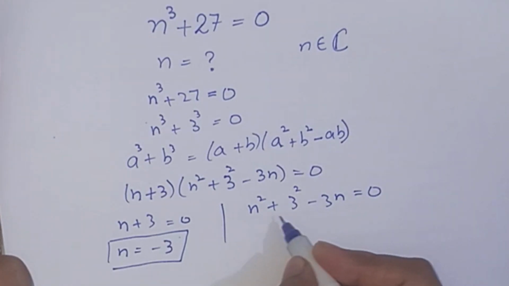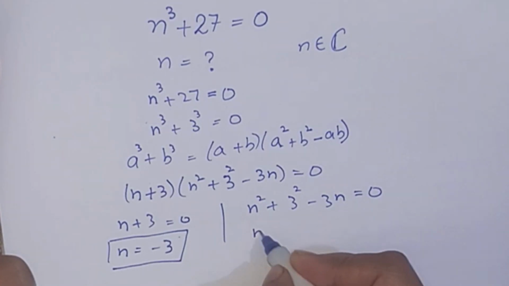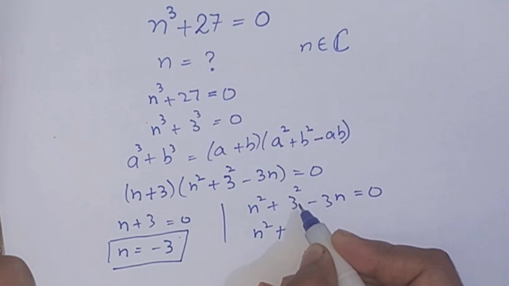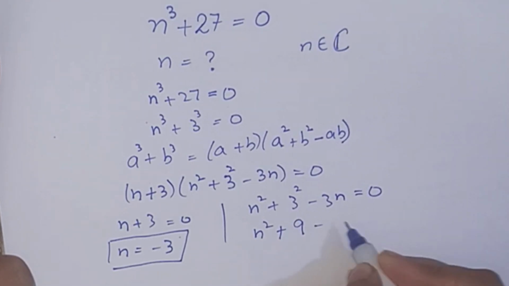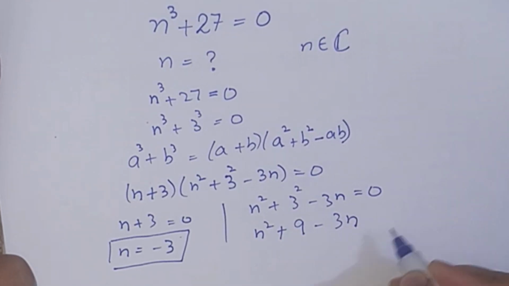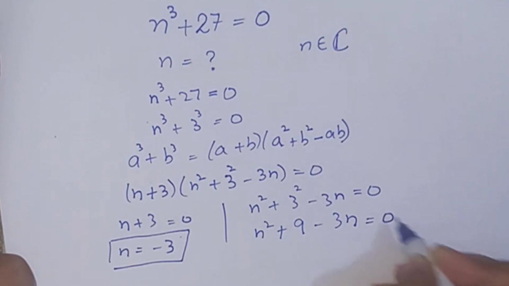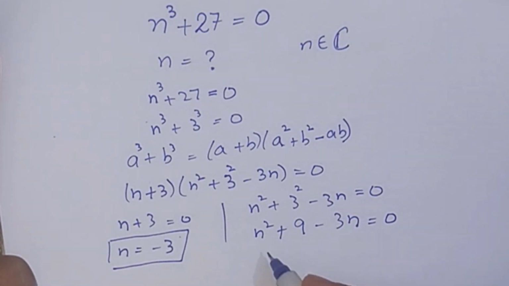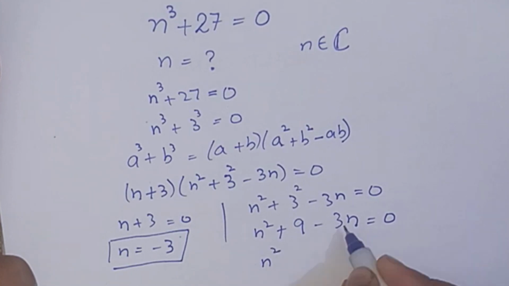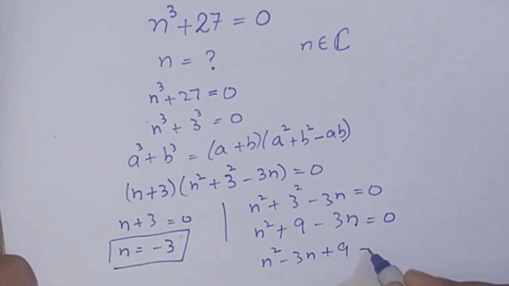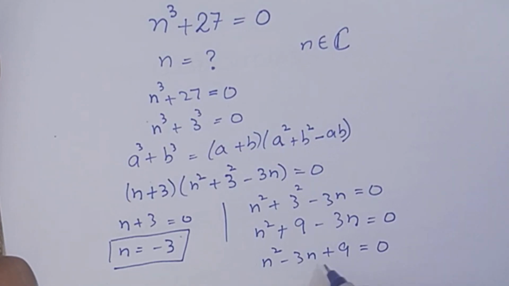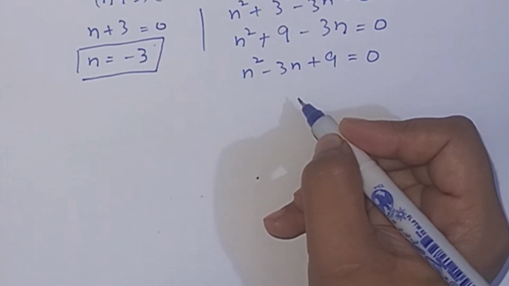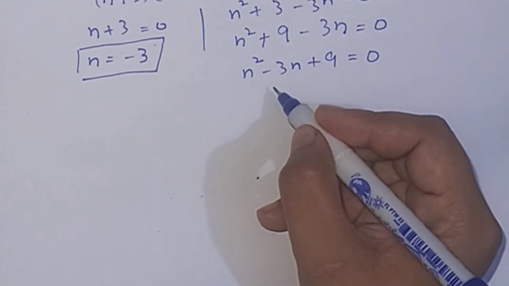Now look at this equation. We write this equation as n square plus 3 square is 9, minus 3n, it's equal to 0. Now we rewrite this equation. So n square minus 3n plus 9 is equal to 0, and this is a quadratic equation. So we use the quadratic formula to solve this equation.